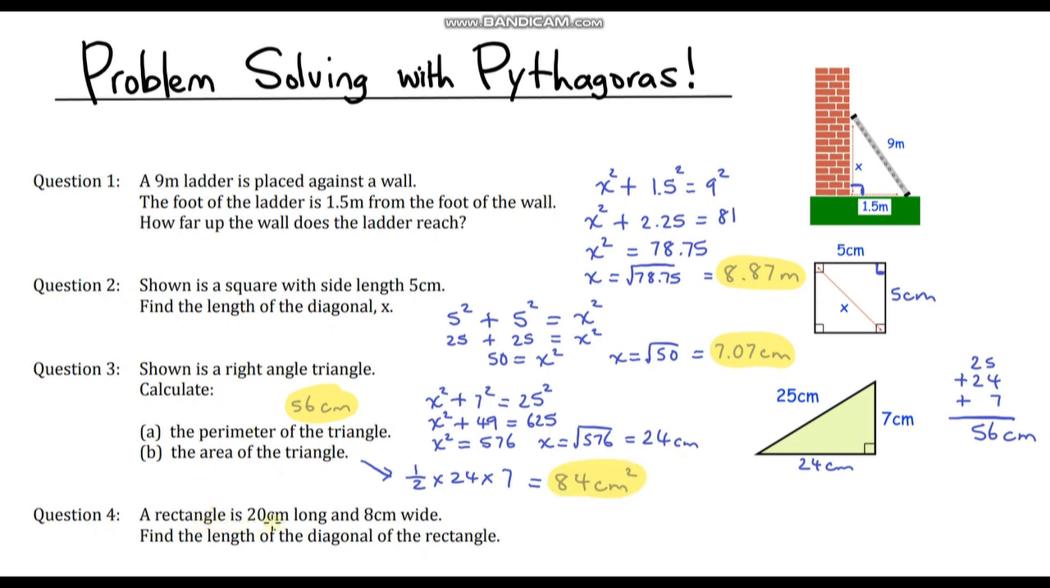Question 4. A rectangle is 20 centimeters long and 8 centimeters wide. Find the length of the diagonal of the rectangle. So this time we're not given a diagram, but we could just do a sketch. So again, obviously this isn't to scale and I'm not using a ruler, so please forgive me for this. So 20 centimeters is the length and 8 centimeters is the width. So we need to calculate this diagonal here.